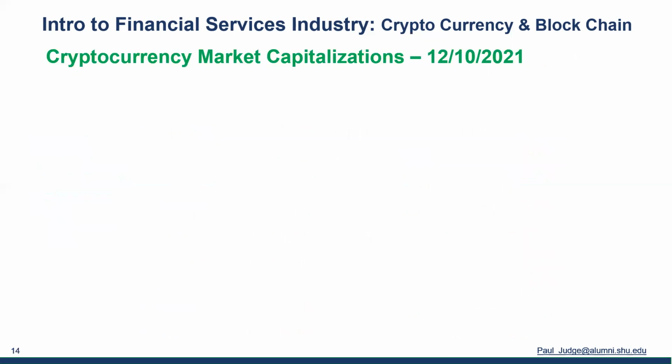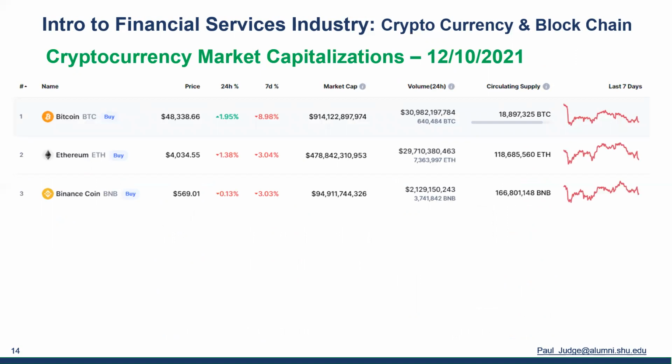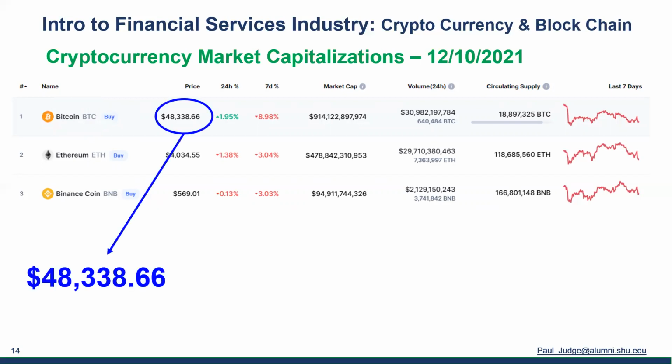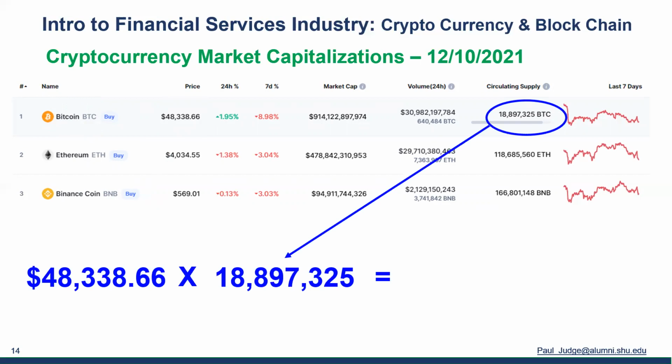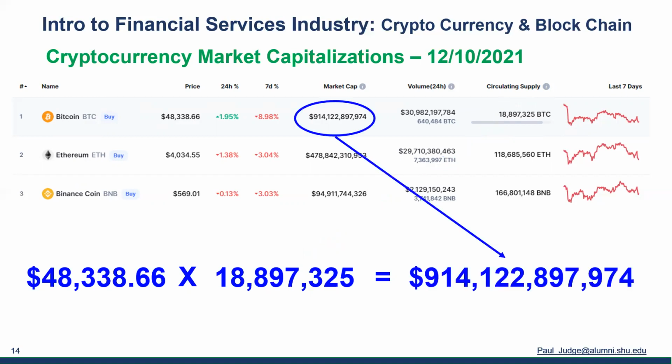So let's talk about the market capitalization. Now, as of today, December 10th, 2021, let's look at the market capitalization of Bitcoin. The symbol for Bitcoin is BTC. So what do we mean by market capitalization? Well, in theory, market cap, I believe, should be the current price, which currently for Bitcoin is $58,338.66 for one Bitcoin, multiplied by the current supply, the circulating number of Bitcoins. There's currently over 18 million Bitcoins in circulation. If you multiply the price by how many are in circulation, you should get the market cap.